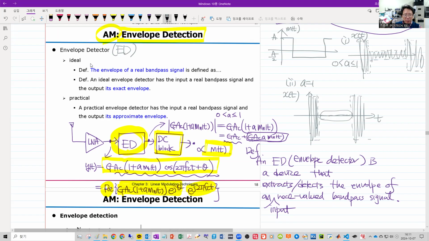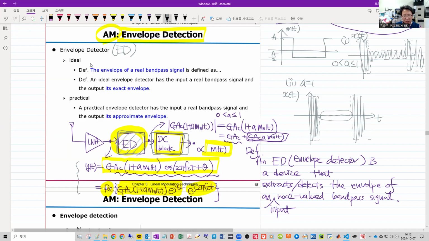Now, how can we build this one? This part is not that difficult. You learned in signals and systems how to build a DC block filter. It's actually a notch filter that notches out the DC component, right? So it could be simply built using a capacitor, because a capacitor blocks the DC component. Anyway, how can you build the envelope detector?